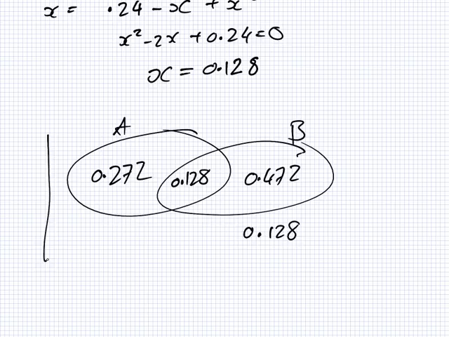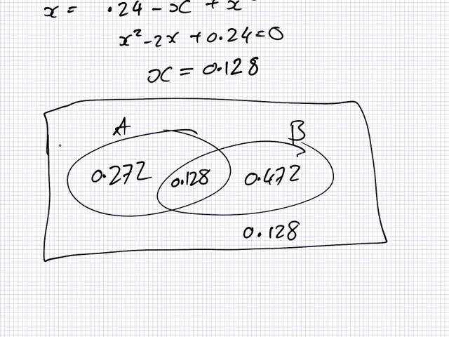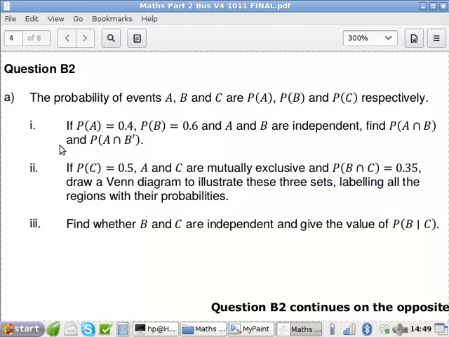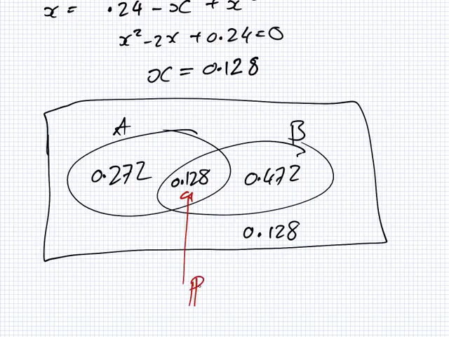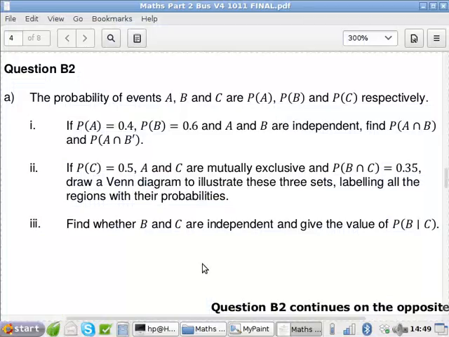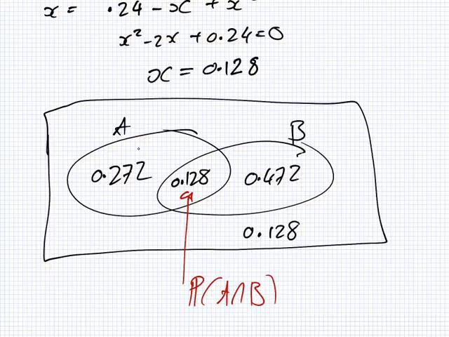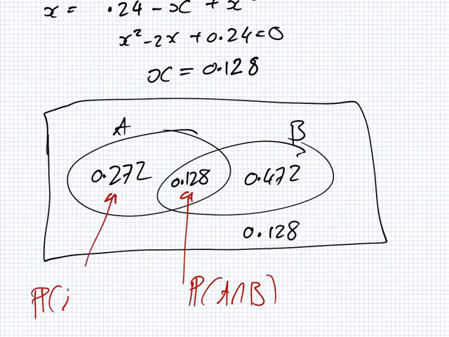Okay, what did the question ask me for, though? It wanted A and B. Well, there you go, there's A and B. And what else do we want? A and not B. So what would be A and not B? That's it, that's one there. Okay? Yep.